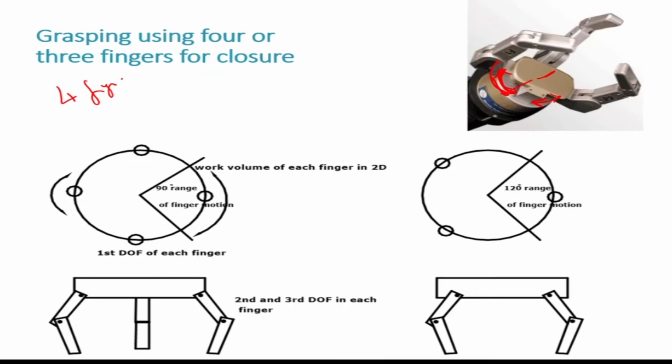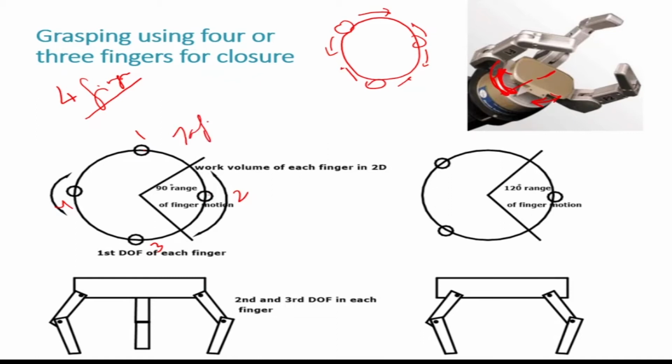If this is the top view of the hand, and this is my finger, these fingers can move in this direction. That means they can place their fingertips in any location. In the figure on the left-hand side, we have a gripper having 4 fingers, and we want to place the fingers. These are fingers 1, 2, 3, 4, and this is the top view and this is the front view. These fingers can move in this direction, so I can place them at different points on that circle.